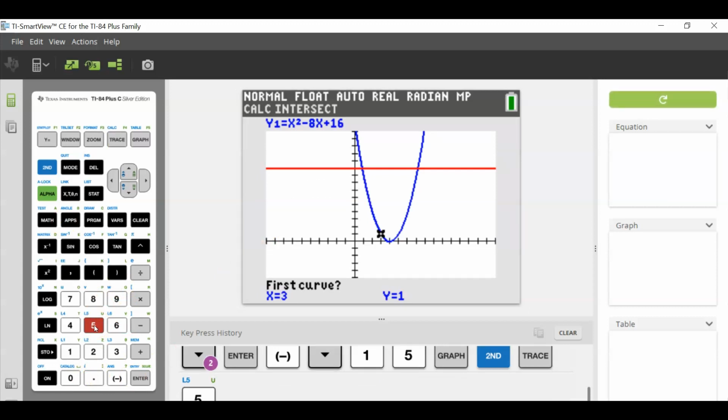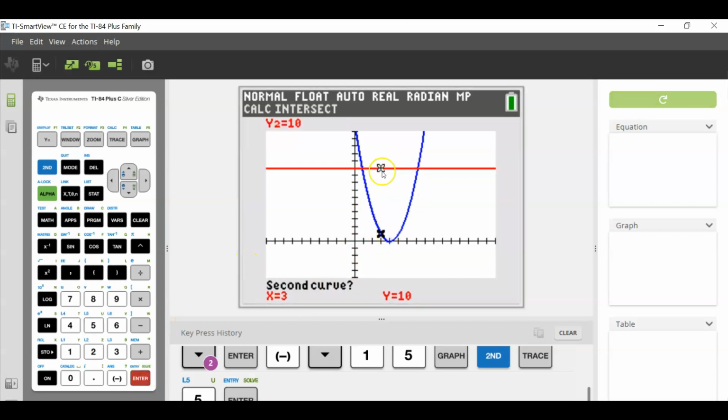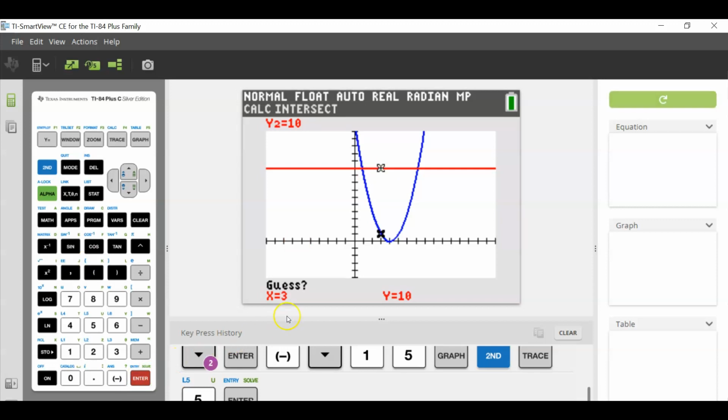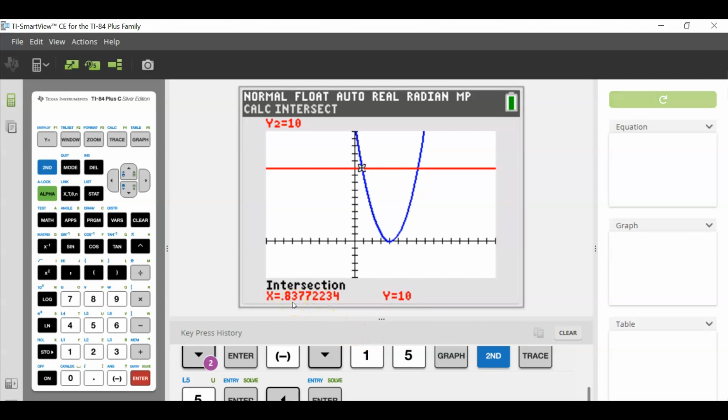Now, you might have more than two curves or equations on here. It says, what curves do you want to find the intersection of? The first curve it's blinking on is the parabola, so I'm going to hit enter. The second curve that I want to use is the horizontal line, y equals 10. So I hit enter. Now the guess, I'm just going to move this over where I think it is, and hit enter. And there's my first intersection.